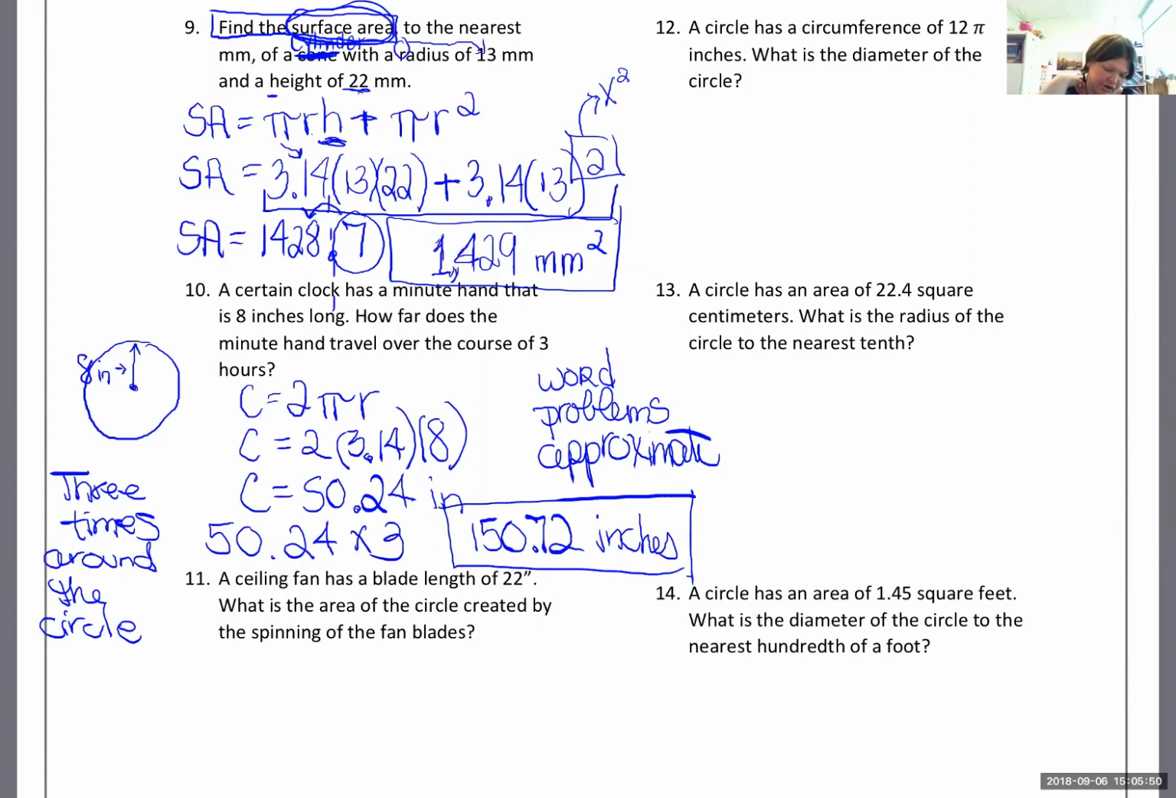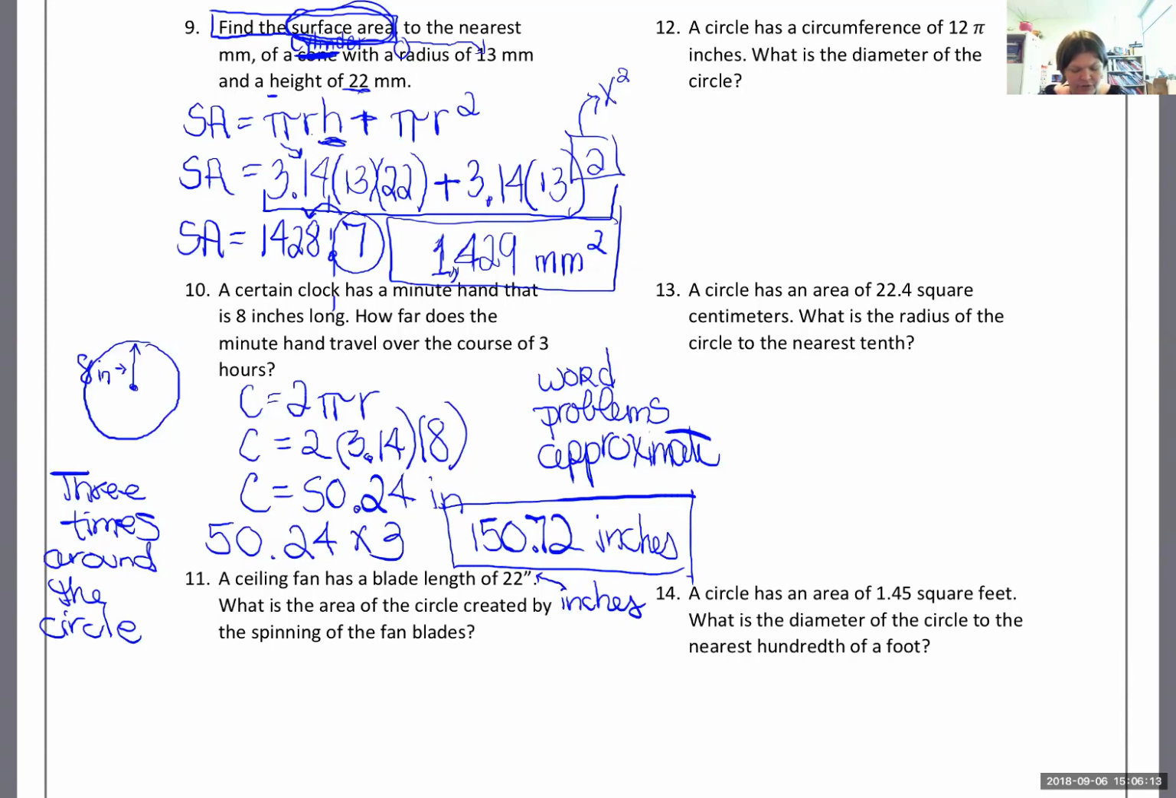Okay, so let's try 11. A ceiling fan has a blade of 22. What's that little marking mean? Anybody know? Inches. Absolutely, inches. A ceiling fan has a blade length of 22 inches. What is the area of the circle created by the spinning of the fan blades?